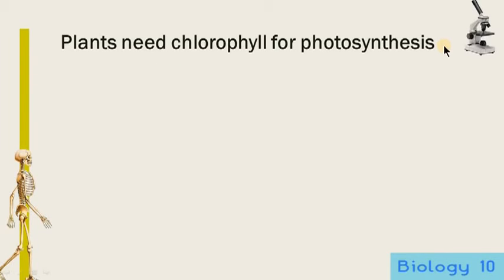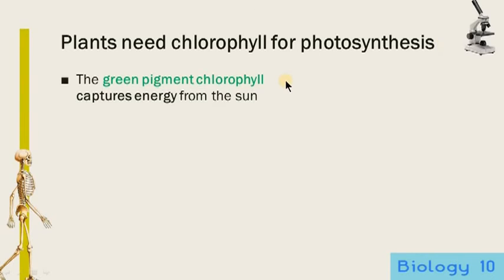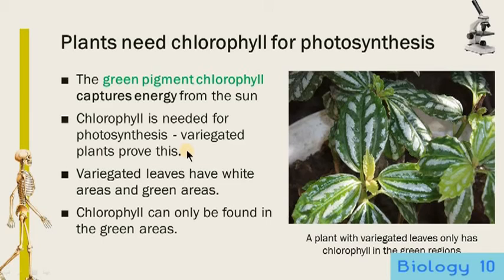And what about chlorophyll? Chlorophyll is the green pigment inside of chloroplasts. It absorbs energy from the sun. Chlorophyll is needed for the process of photosynthesis.